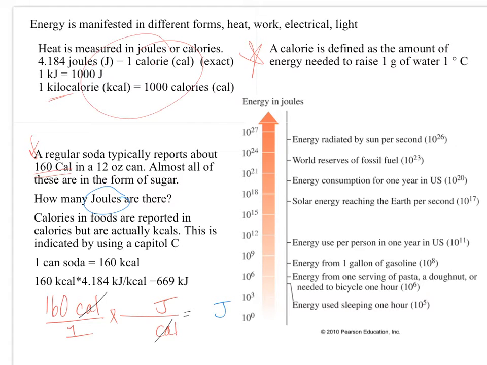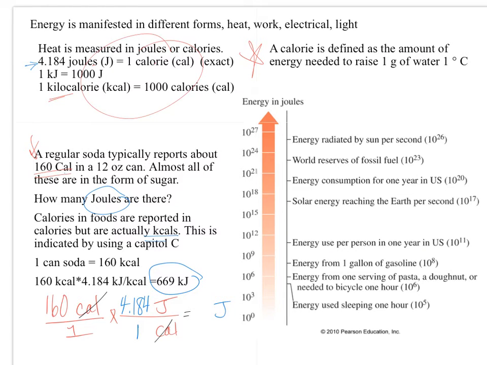We need an equality. And up here at the top, this one right there, shows that 4.184 joules is equal to 1 calorie. So if you multiply across the top, divide if it's on the bottom, you will see that 160 calories is equal to 669 kilojoules. Oh, wait a minute, that's not what I said. Well, check this out. Calories in food are reported in calories, but they're actually kilocalories.